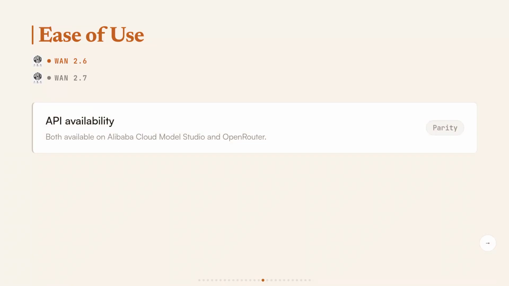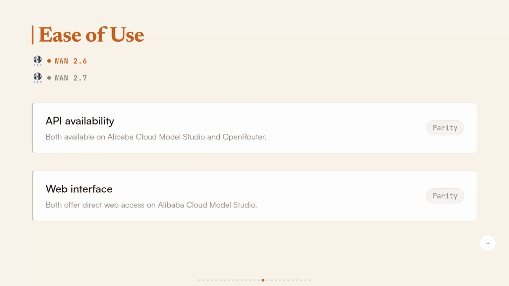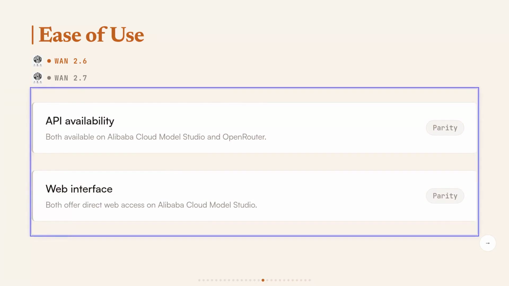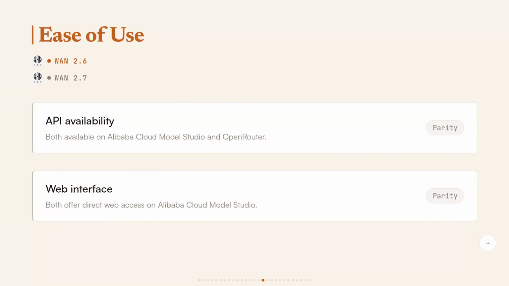these models. I went through the official Alibaba Cloud Model Studio docs and the OpenRouter listings for both models, and the access story is identical. Both run on Alibaba Cloud API, both are on OpenRouter, and both have a direct web interface. Same platforms, same auth, same endpoint patterns, and there's genuinely no learning curve difference between them, which means you can swap versions without touching your integration.